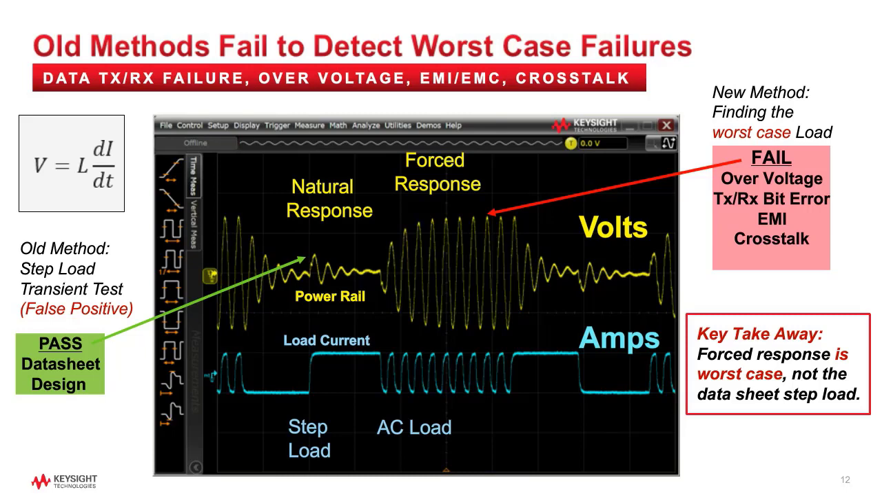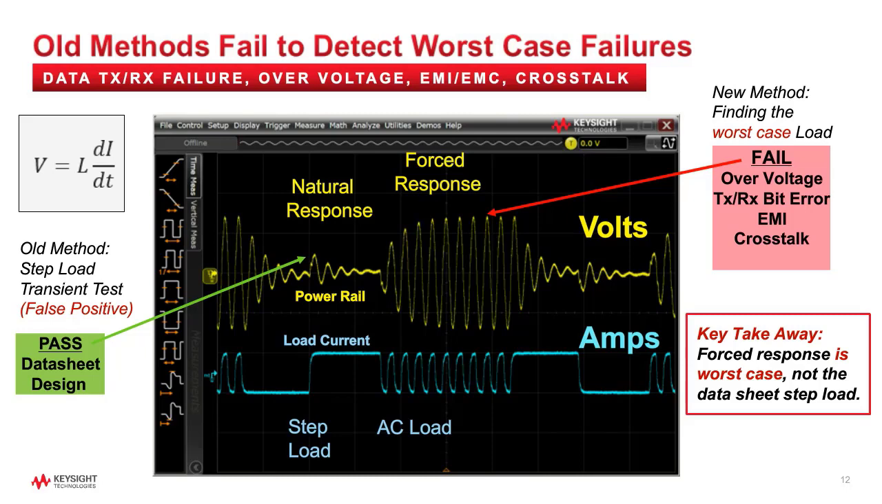The yellow trace shows the power rail voltage, amplitude versus time, and below that is the corresponding load current, amplitude versus time. The goal of the power rail is to provide a constant voltage even when the current load is switched on and off with high-frequency dI/dt transients. To test the power rail, there is the classic step load excitation that is used in most data sheets.